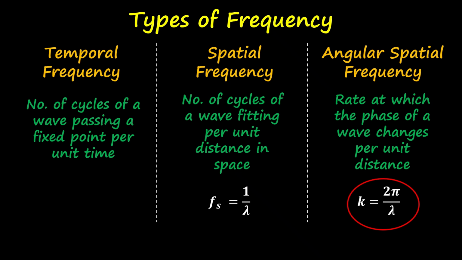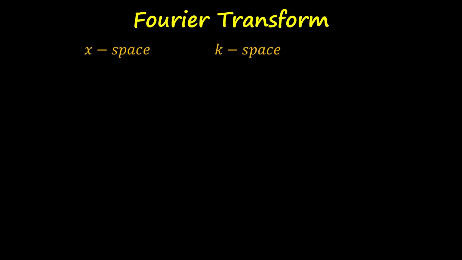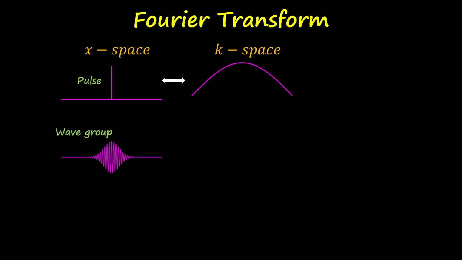So the Fourier transform can also happen from position domain to angular spatial domain, and that is what we are going to focus on. Now let us look at some examples of Fourier transform from position space to k-space, that is, the wave vector space. If you have a short pulse, then in the k-space it will be a broad spectrum. If you have a partially spread wave group, then in the k-space you will have a narrow but finite spread.